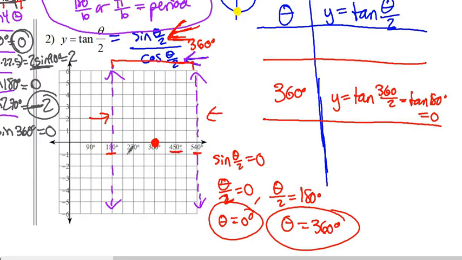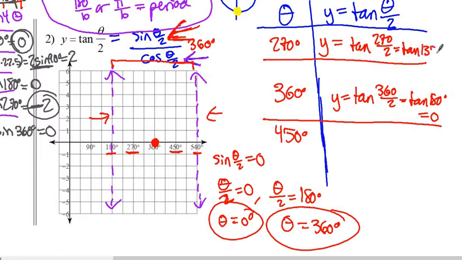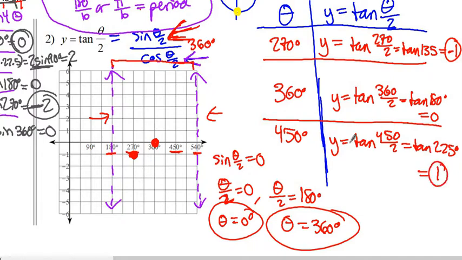You could pick other points. We could pick 450 and 270, and we'll do that just for completeness' sake. But you really don't have to do that. As long as you have that single point, you know how the graph is going to go up and down. So 270 divided by 2 is 135, and if we plug that in a calculator, you end up getting -1. So we have a point at 270, -1 right there. And then this one is going to be tan of 450 divided by 2, which is tan 225, and that equals +1. That's a reference angle of 45, but in the third quadrant where tangent is positive. So we have this graph.